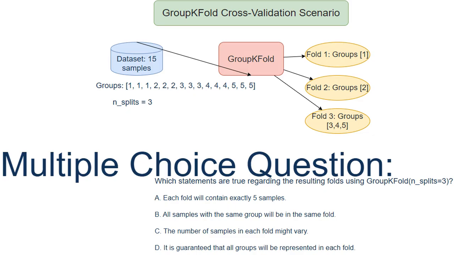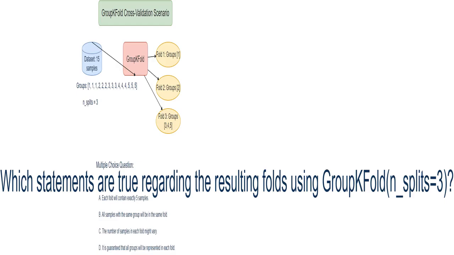It could be true if the groups had varying sizes. This statement focuses on whether every group will appear in every fold. With 3 folds and 5 groups, GroupKFold will distribute groups across folds such that every group is present in only one fold. Consequently, every group is represented in the folds.